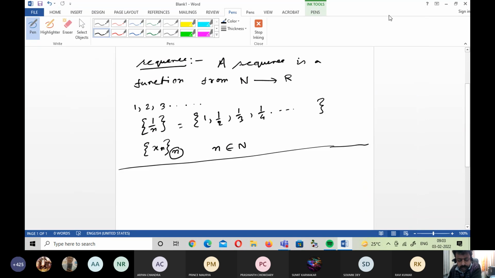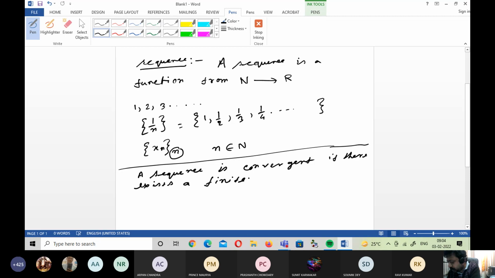Now you just write that a sequence is convergent if there exists a finite real number L, small l, as its limit.